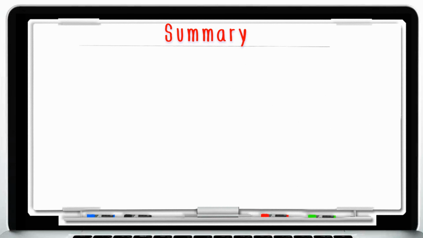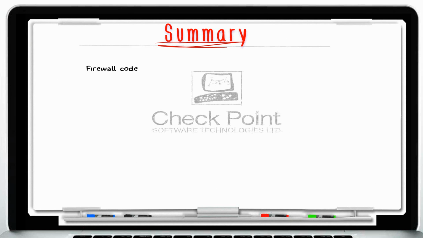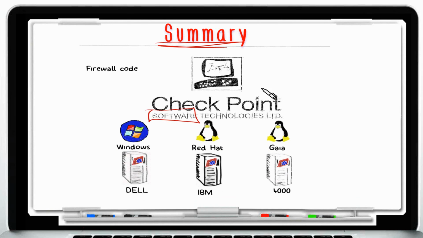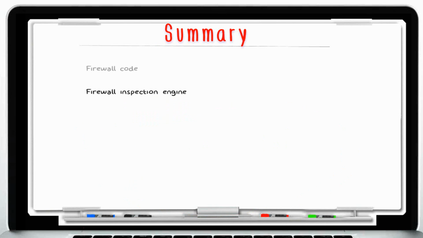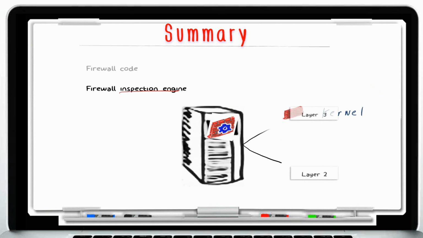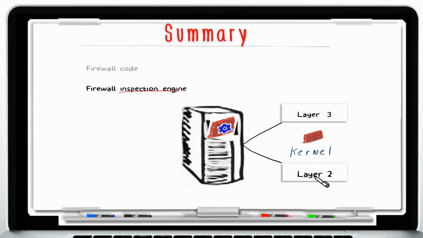And so before ending the session, let's take a few moments to review the topics discussed in this module. First, we talked about Check Point being a software company. We make software that can run on many different kinds of operating systems, and also on open platforms. Open platforms are various supported third-party hardware. And then we talked about the Check Point Firewall Code, which is called the inspection engine. And the inspection engine gets installed deep into the kernel, and it shims itself in between layer 2 and layer 3.